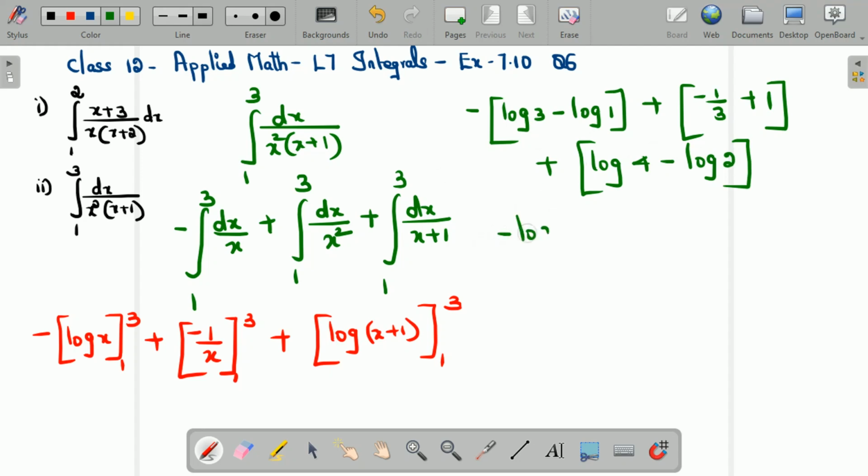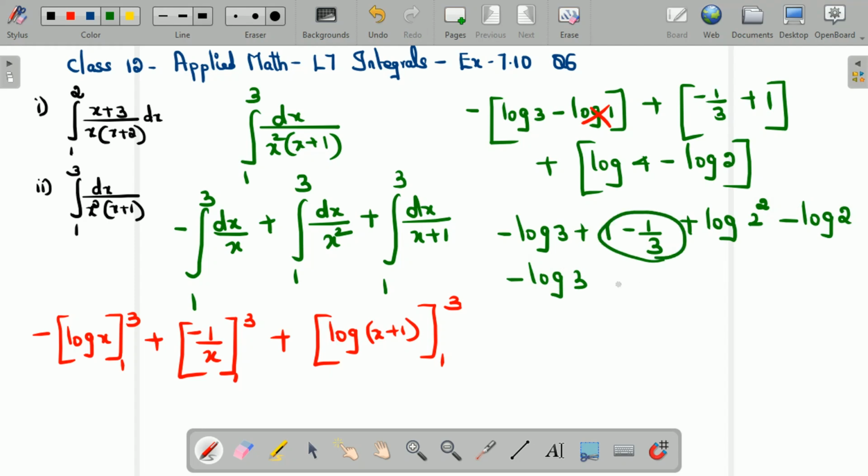So this is minus log 3 plus log 1, which is 0 either way, so I'm directly discarding this particular expression. So this is going to be plus 1 and minus 1 by 3. Then plus log 4. Log 4 I can write as log of 2 squared, minus log 2. Now this is minus log 3. Here alone we are taking LCM, so this is going to be plus 2 by 3.